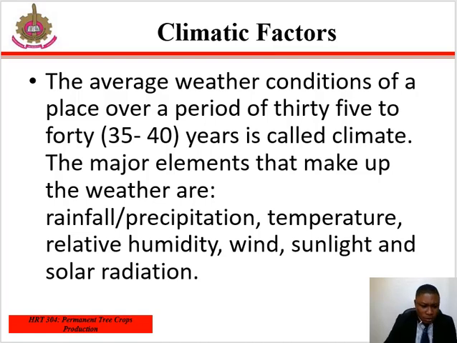What are climatic factors now? First and foremost, let us define climate. Climate is the average weather condition of a place over a period of 35 to 40 years. And the major elements that make up the weather are rainfall, precipitation, temperature, relative humidity, wind, sunlight, and solar radiation.